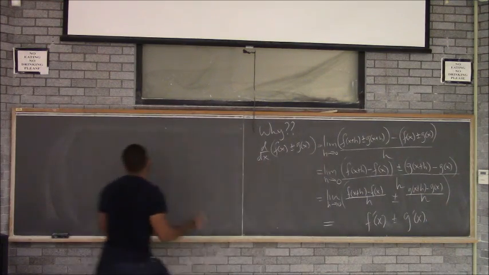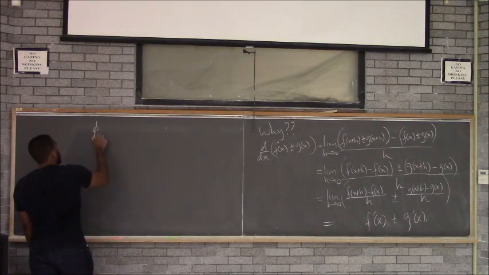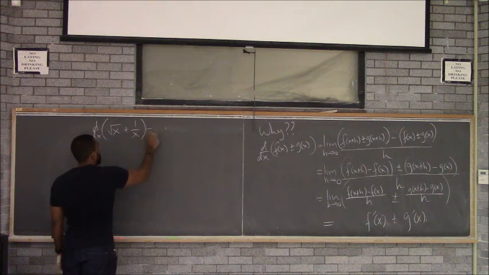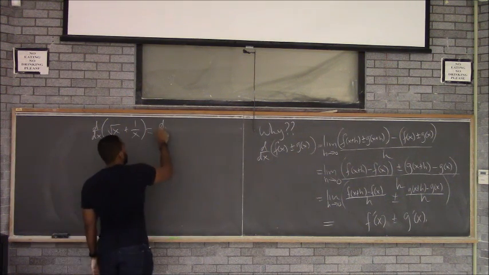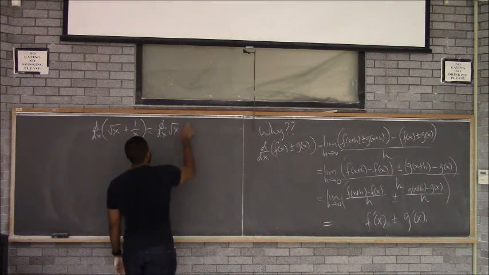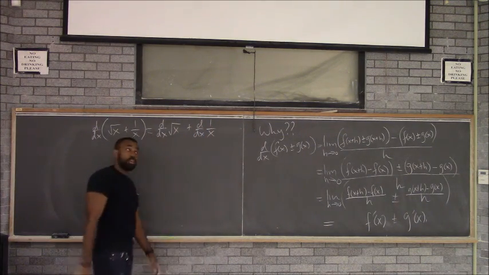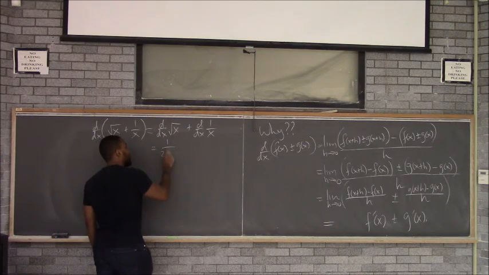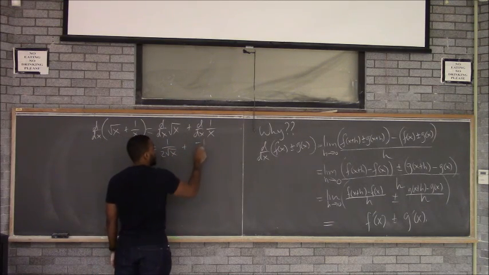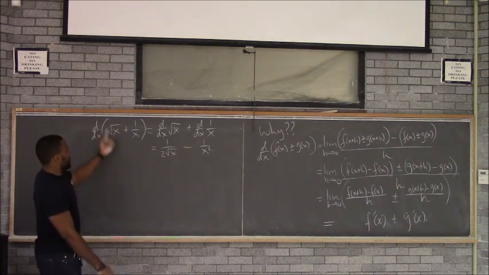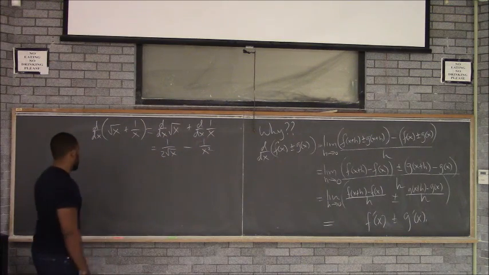So, quick example. The derivative of, say, radical x plus 1 over x is just going to be the derivative of radical x plus the derivative of 1 over x. It is going to be 1 over 2 radical x plus minus 1 over x squared, or you can just say 1 over 2 radical x minus 1 over x squared. I can just distribute the derivative across the sum.